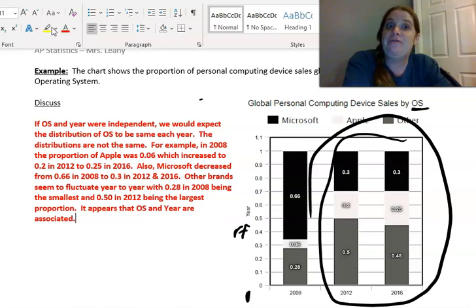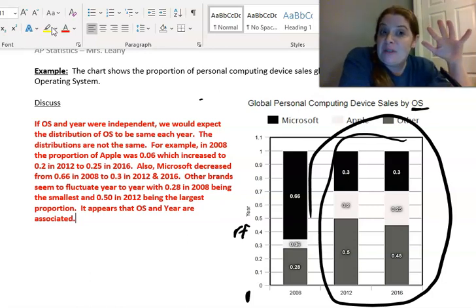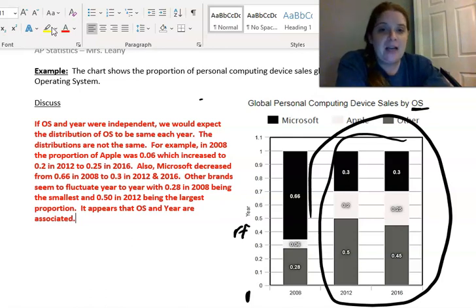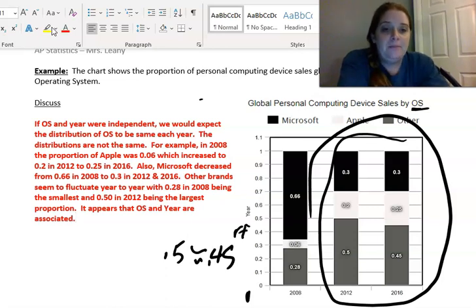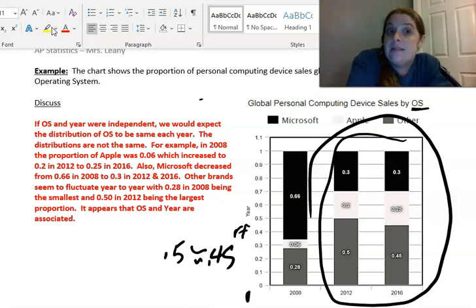The distributions are very similar, with Microsoft at 30%, Apple at 20%, approximately equal to 25%, and other at 50%, approximately equal to 45%. I would literally write on my paper that 0.5 is approximately equal to 0.45 there, in 2012 and 2016. Therefore, it's plausible that operating system and year are independent in this case.